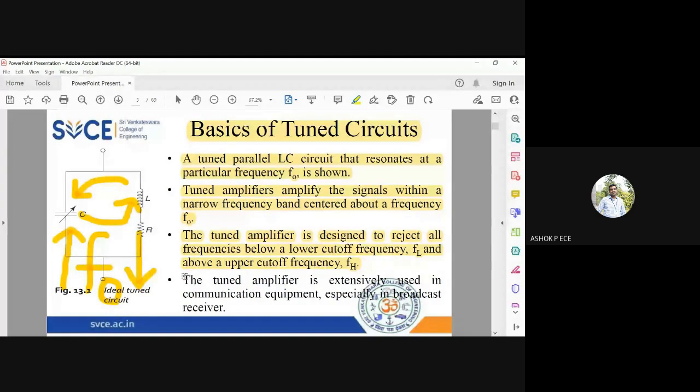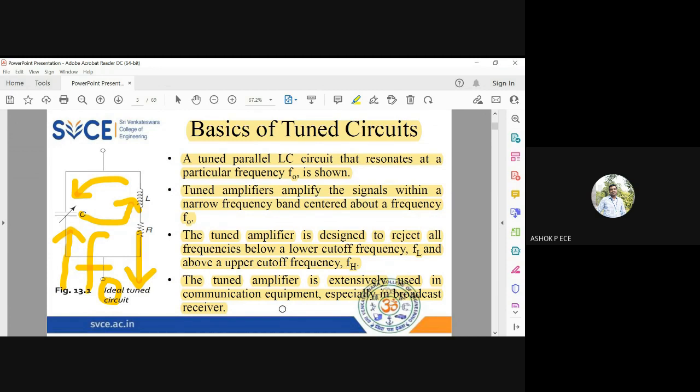And tuned amplifier is mostly used in communication equipment, especially in receivers. To get signal from a particular station, we are going to use this tuned amplifier. I have told you in the class the example of an FM station, right? So depending on what frequency you enter in your mobile phone, that circuit is tuned to that particular frequency, and you start listening to the content which is provided by that particular radio station. Okay, so that is a very, very simple and most extensively used application of tuned amplifiers.